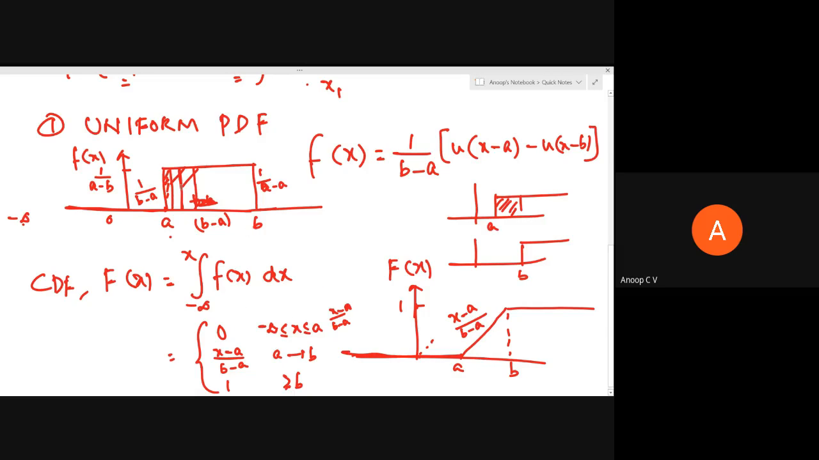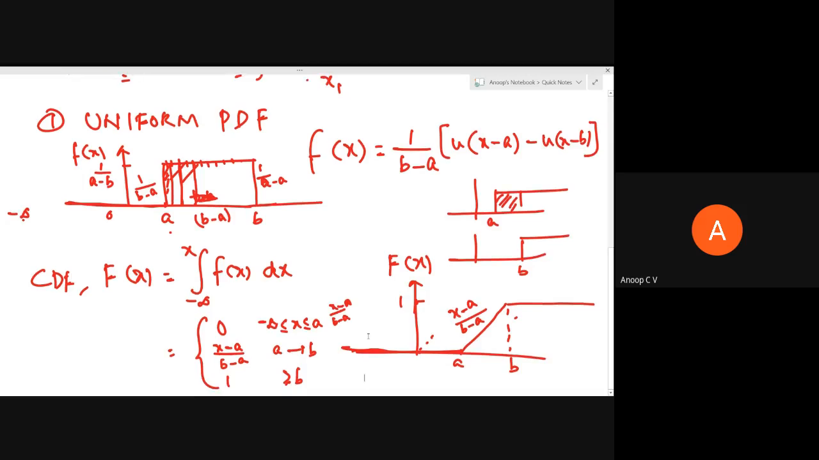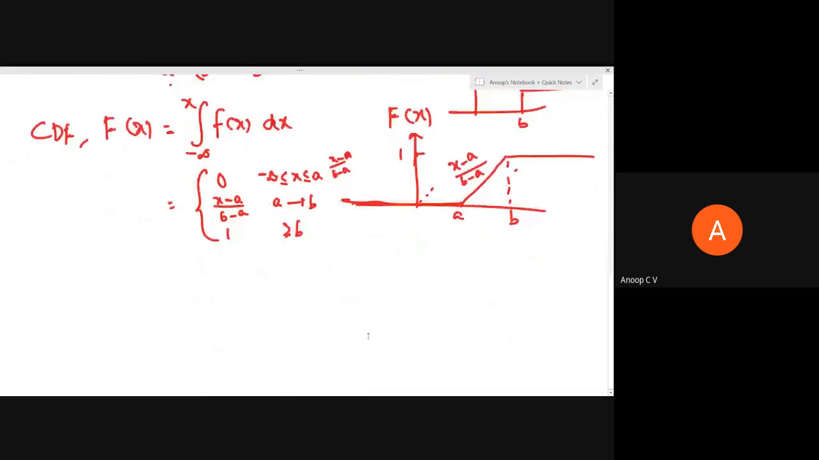So this is the probability distribution function. Probability density function is the probability that a random variable takes any given value, right? And probability distribution is the probability that it is less than or equal to a given value, right? So in this example, you can see that.